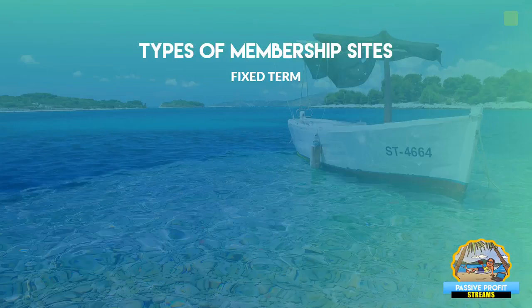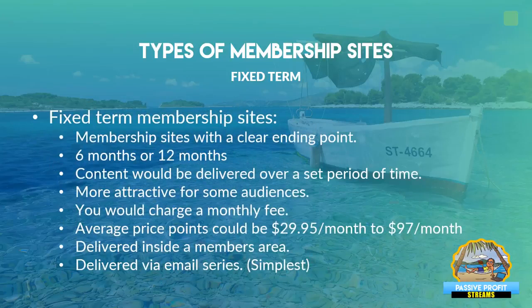So let's talk about fixed term membership sites. In your fixed term membership sites, you're talking about a membership site with a clear ending point: 6 months, 12 months, 90 days, what have you. Content would be delivered over a set period of time. And as we say at the bottom here, delivered via email, probably the simplest way to do it. There are other ways, but this would be in a scenario normally where you're giving information to somebody. It's more attractive for some audiences.